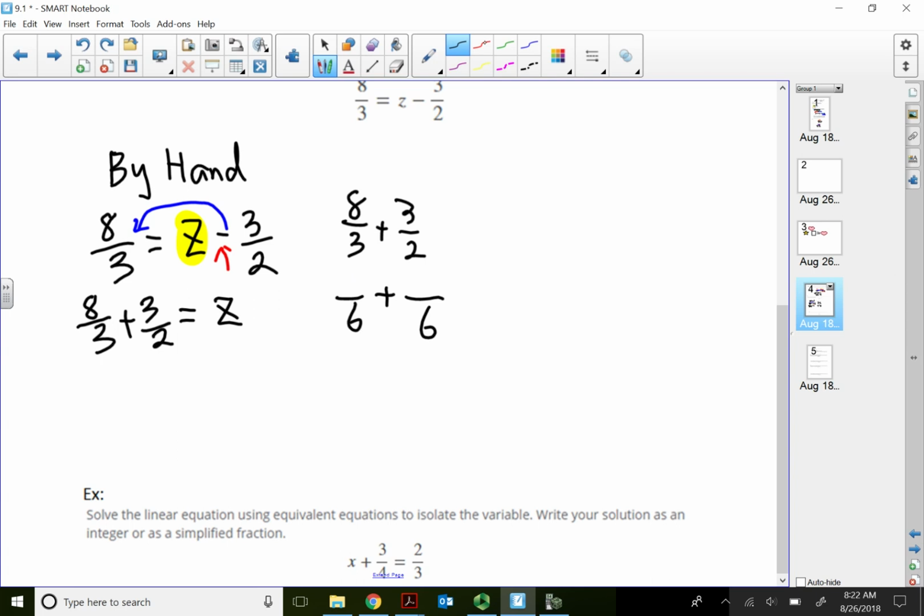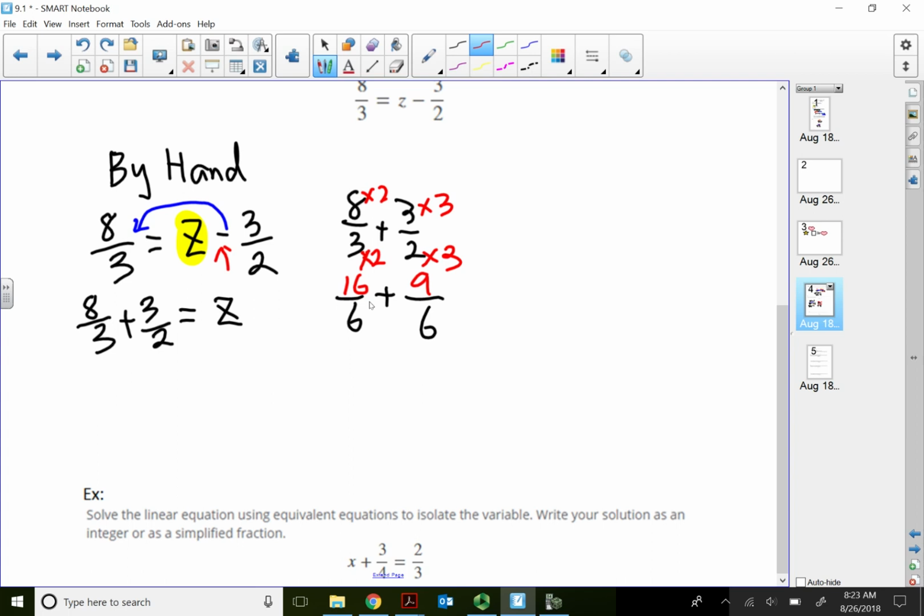3 going to 6, 2 times. So my numerator and denominator will now increase by 2 times. So my new numerator is 16. So 16 over 6 is equivalent to 8 over 3. Do the same thing for 3 over 2. All right, 2 goes into 6 3 times. Numerator will also increase by 3 times. So my new numerator is 9.